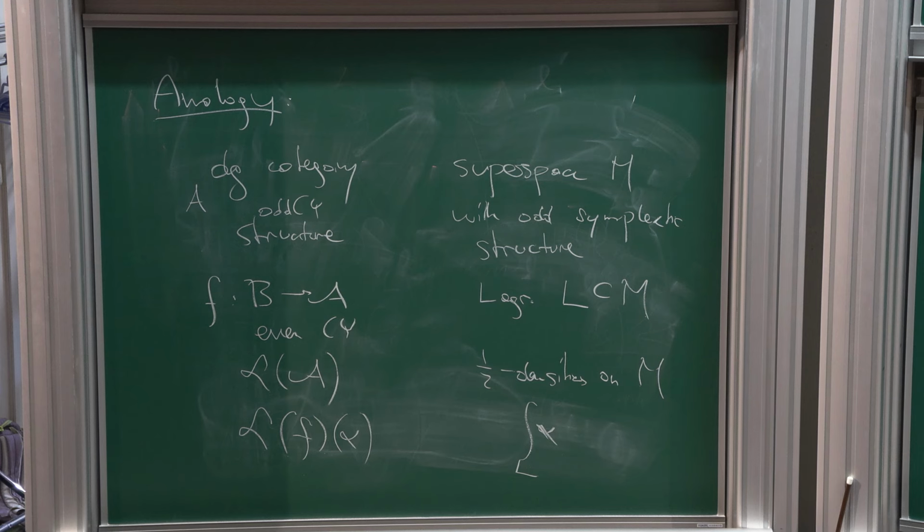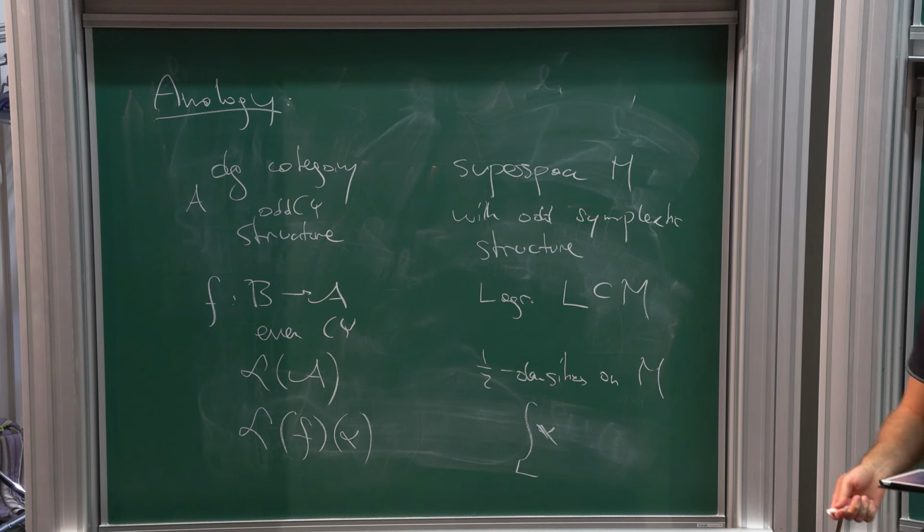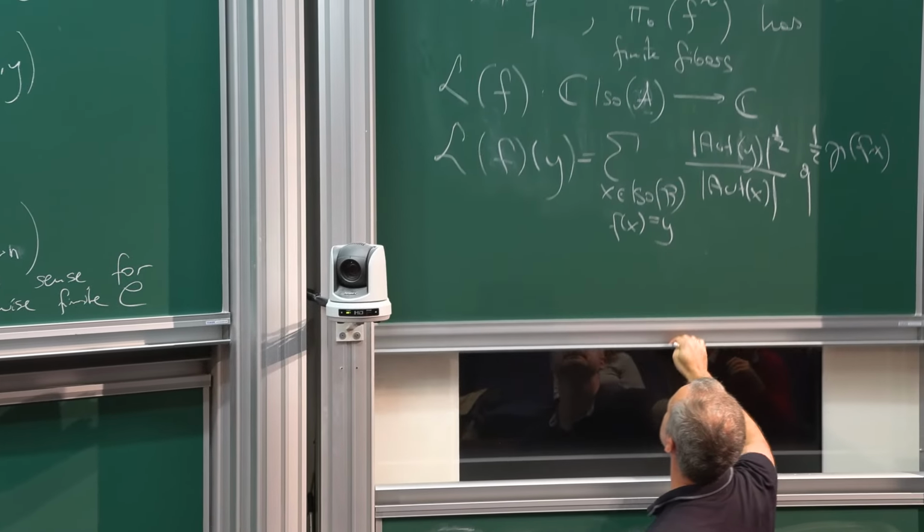What's an odd symplectic structure? That the pairing goes to an odd space, or that the dimension is? Yeah, so conjugate coordinates will be in different parity. Sorry, I missed it. What's L of A? L of A was just a space of... I didn't define it.